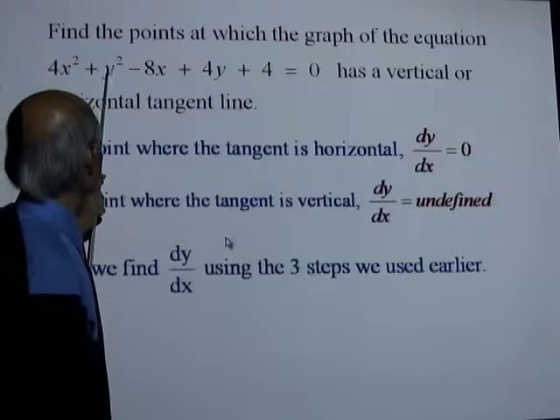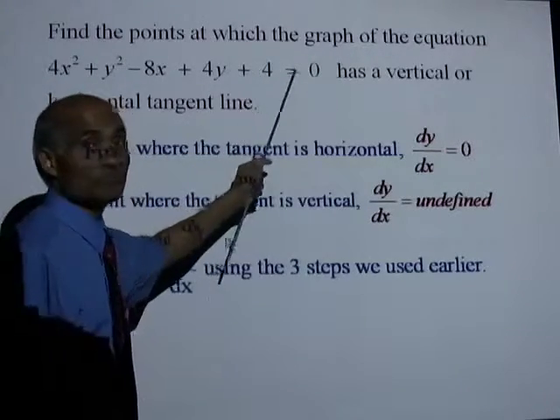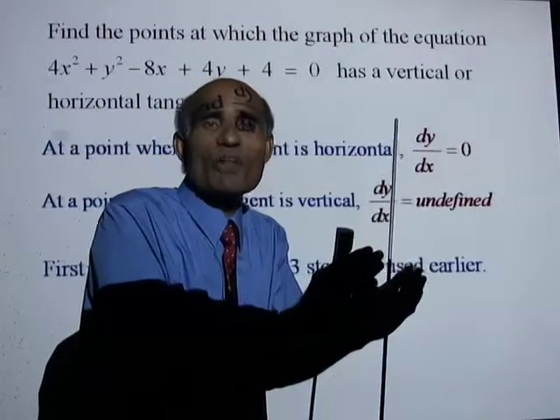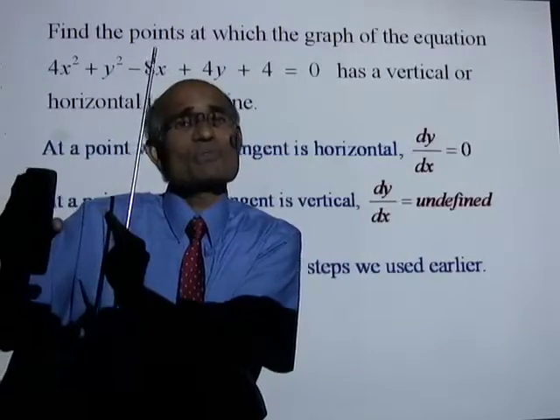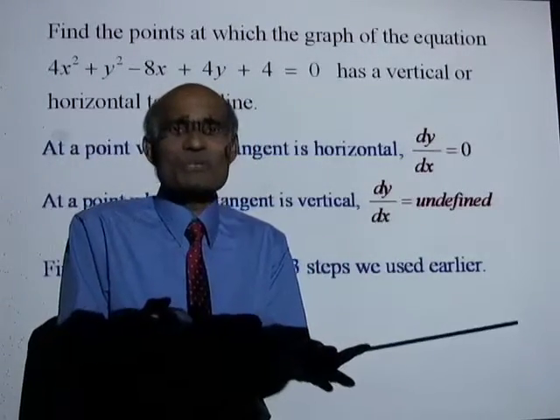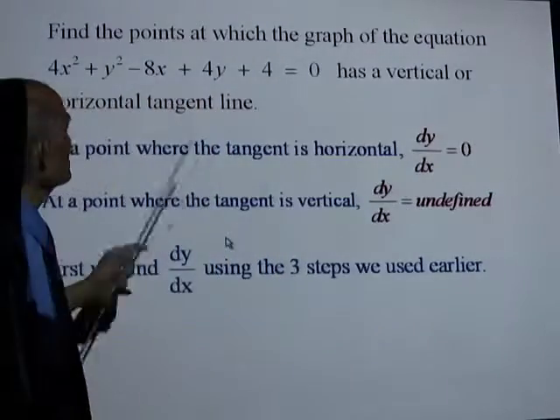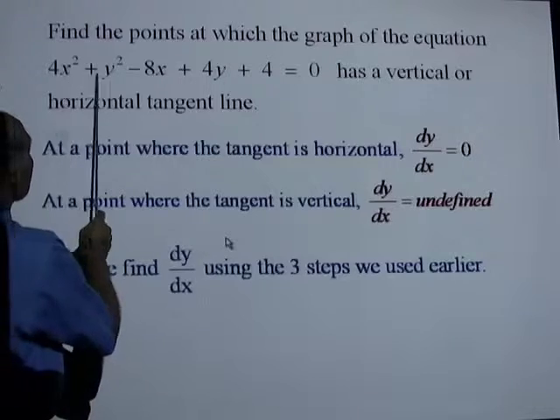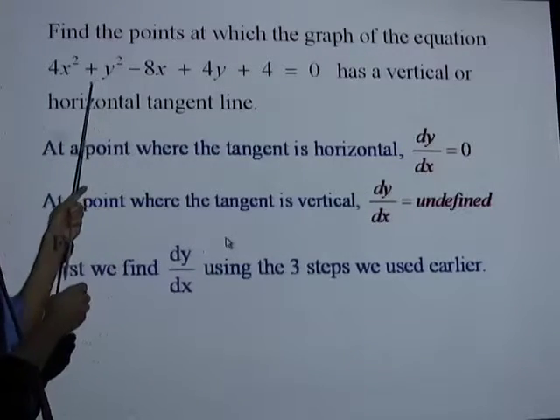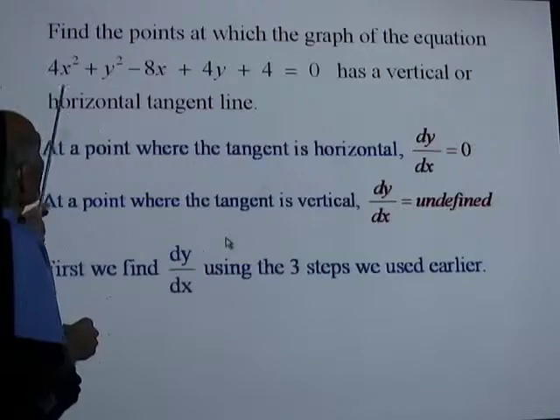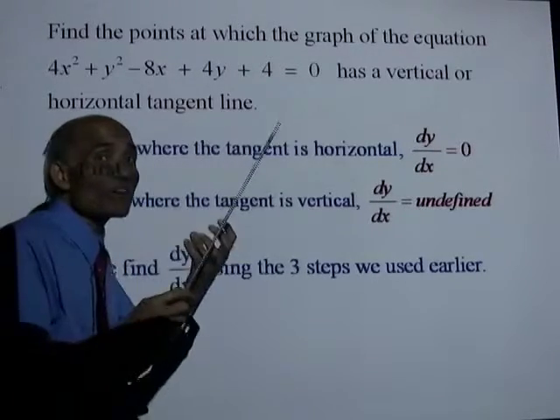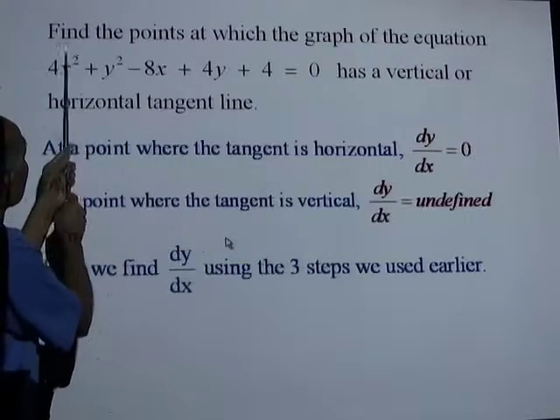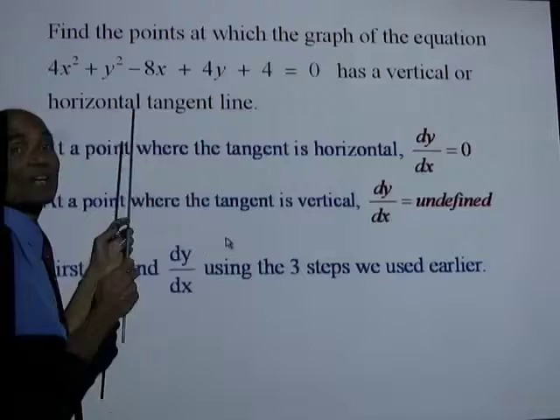Find dy by dx of each of the terms. Then collect the terms containing dy by dx on the left and the other terms on the right. Then solve for dy by dx. Very simple. Let's do that. Can you, in your mind, do the derivatives of each term? And these are simple terms. What is the derivative of 4x squared with respect to x? That's simple. That's 8x.